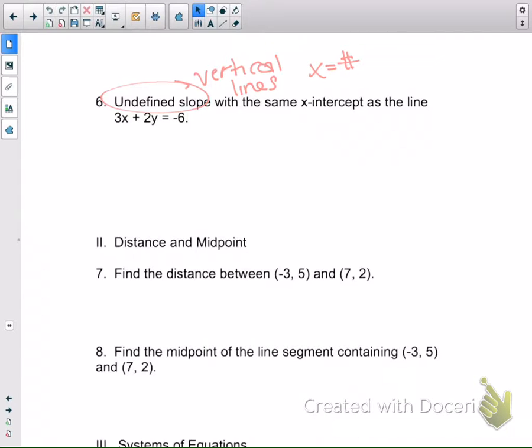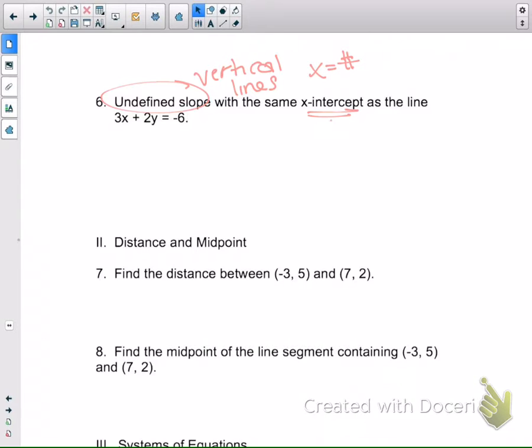Okay, so if I can simply figure out what number that's going through, I'll be good. So it says vertical or undefined slope, so that tells me a vertical line with the same x-intercept. That's our other key word here. Okay, in order to be able to solve this, I need to know how to find an x-intercept. Y-intercepts are easy. Solve the equation for y equals mx plus b, and that's that b part at the end.